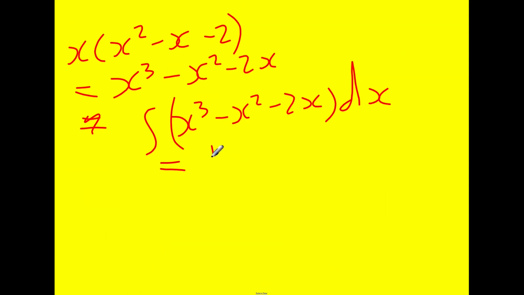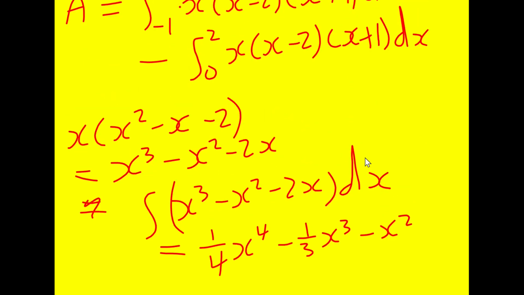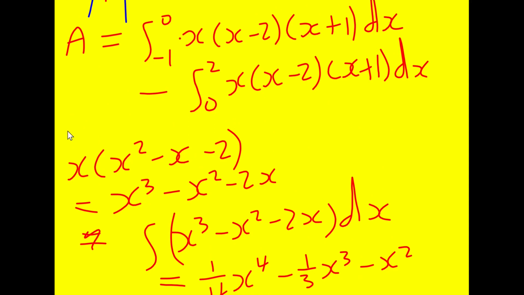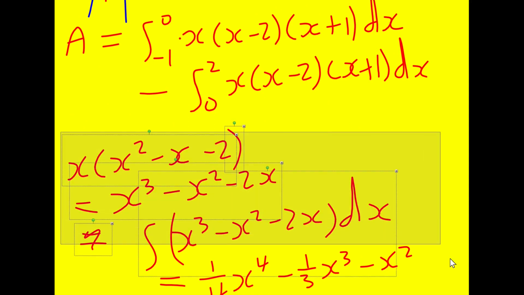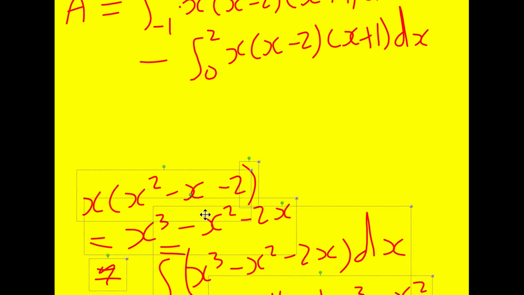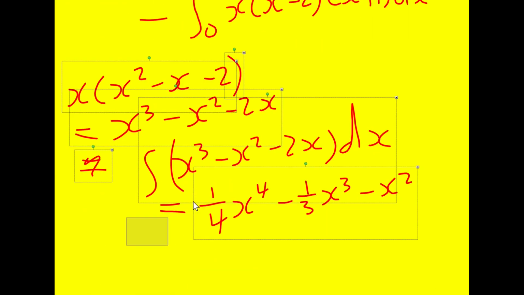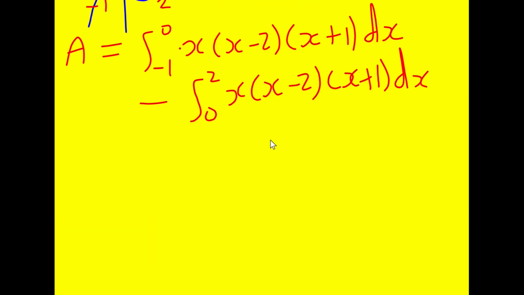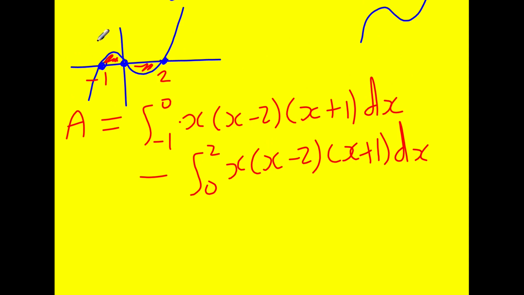So when I integrate it, I'm going to get 1 over 4 x to the 4 minus 1/3 x cubed minus x squared. Of course, I've got a plus c as well, but I'm about to incorporate it into the definite integral. Okay, I've changed my mind actually. I'm going to find area 1 and I'm going to find area 2.